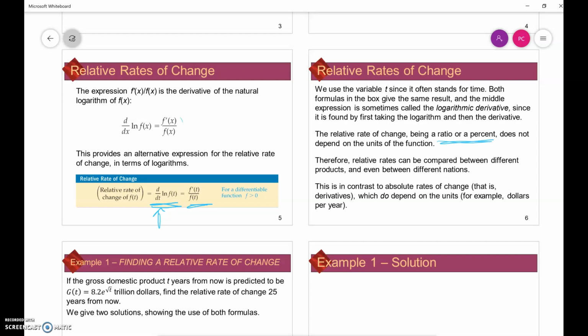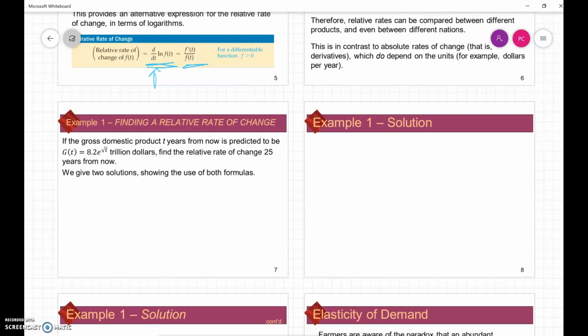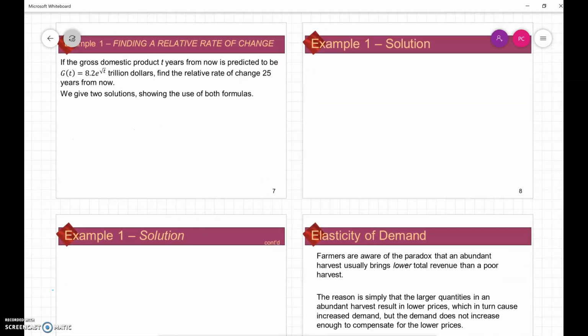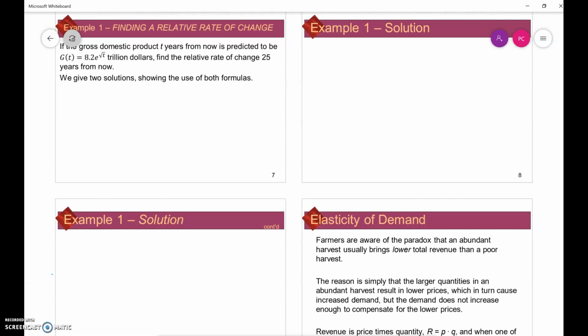So let's try one. If the gross domestic product t years from now is predicted to be g of t equal to 8.2 e to the square root of t trillion dollars, we need to find the relative rate of change 25 years from now. I'm going to show it both ways, taking the logarithm first and then the derivative, or just doing f prime over f.